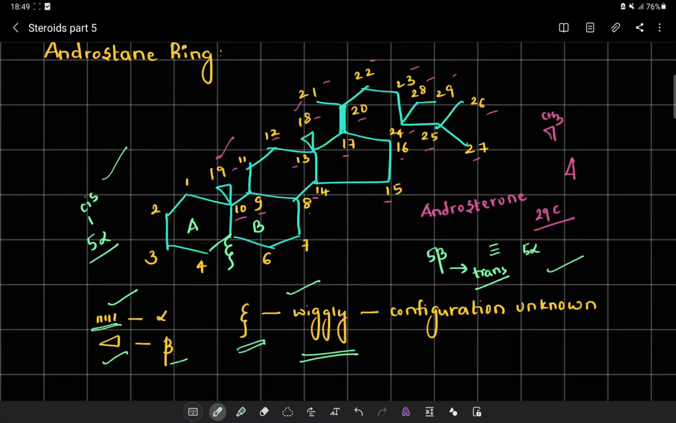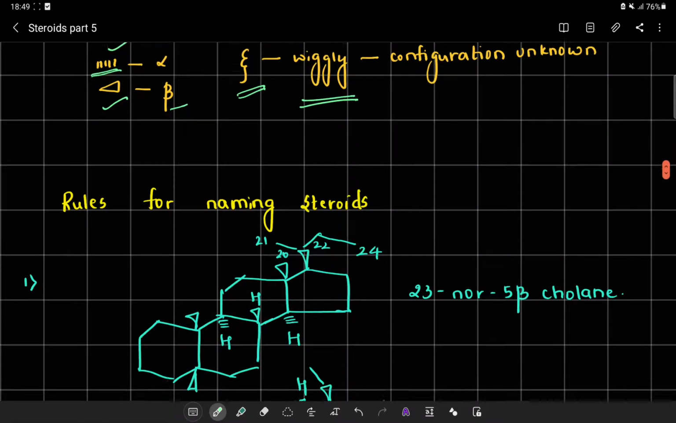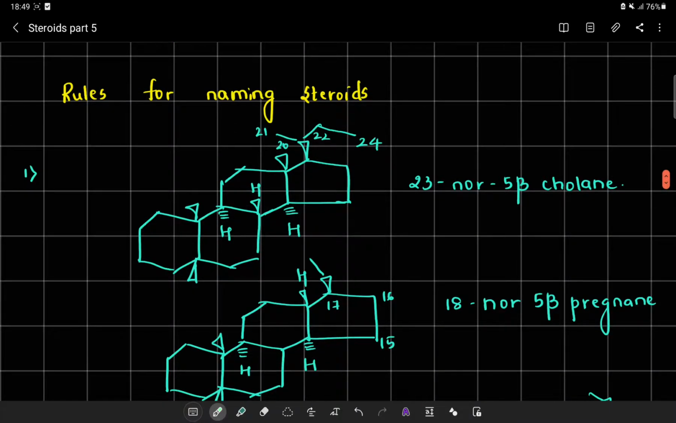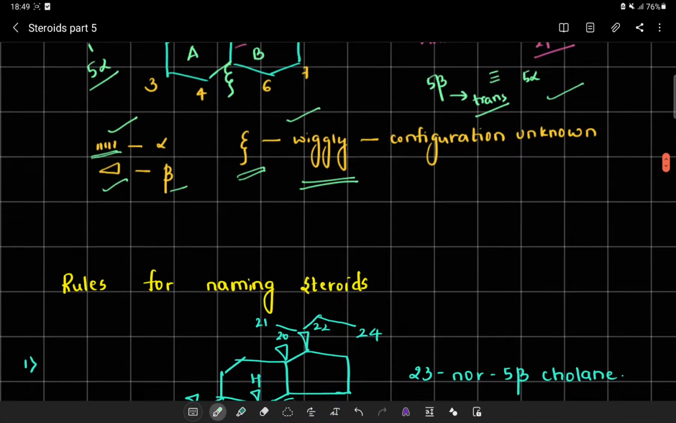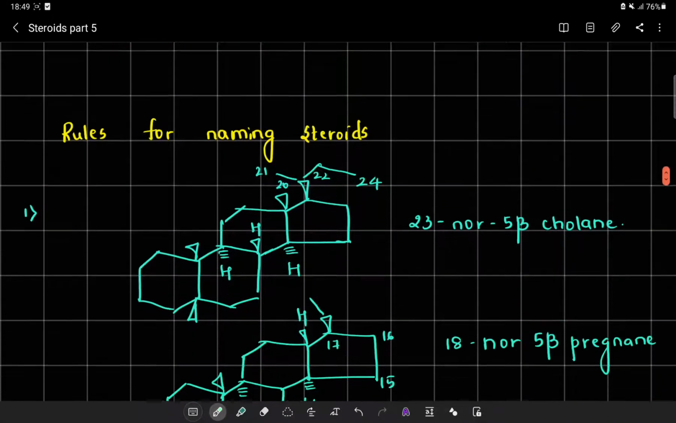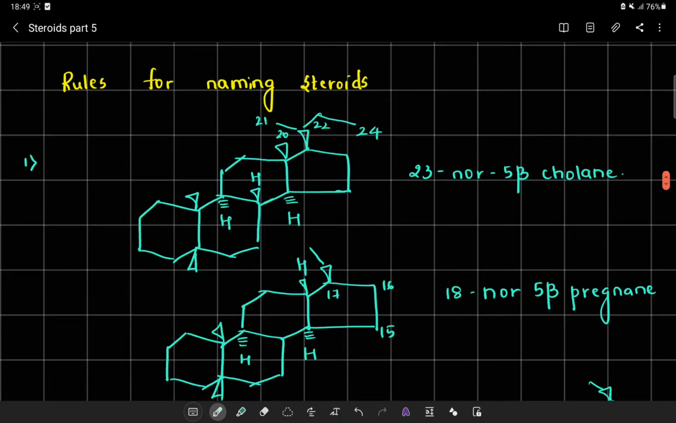Based on that, we can observe that there are certain rules for naming the steroids. We have already seen how we have given the nomenclature based on the numbering system, 5-alpha, 5-beta. But there are certain rules given to this. The first rule says that if a methylene group is missing in the side chain, the prefix nor preceded by the number of the missing carbon atom is used to indicate it.